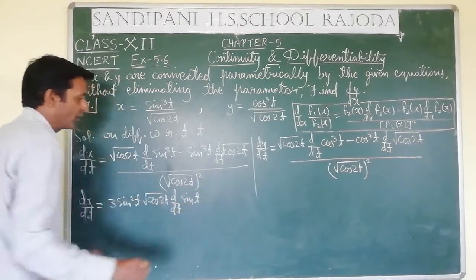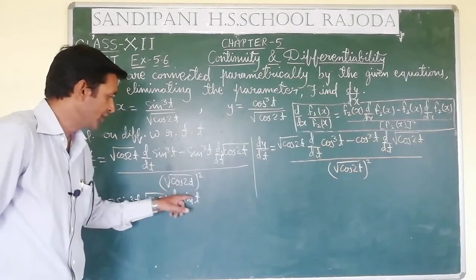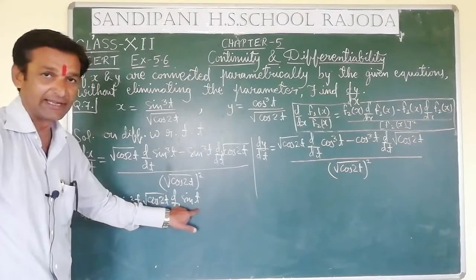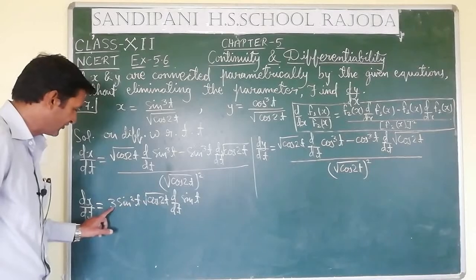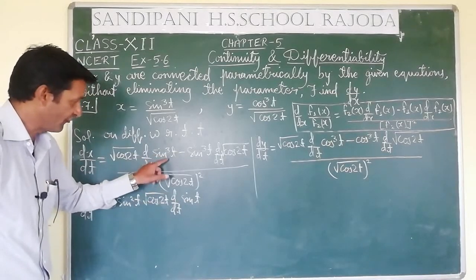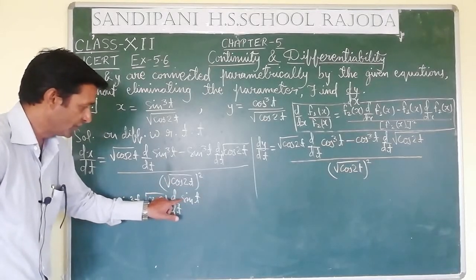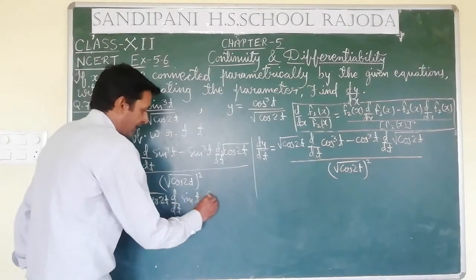Why is it so? Because we have considered it u, so du by dt also we have to find. So d by dt of sin t, that u value is sin t. Because u cube is differentiated as 3u square, means 3 sin square t. Now differentiation of u with respect to t, that is du by dt. So d by dt of sin t, minus sin cube t.